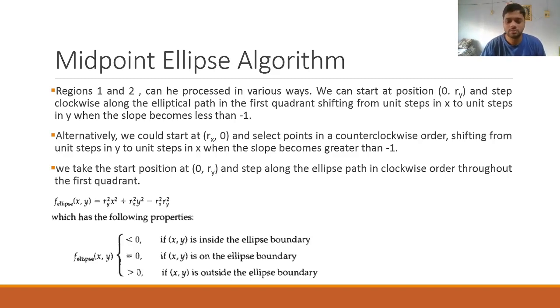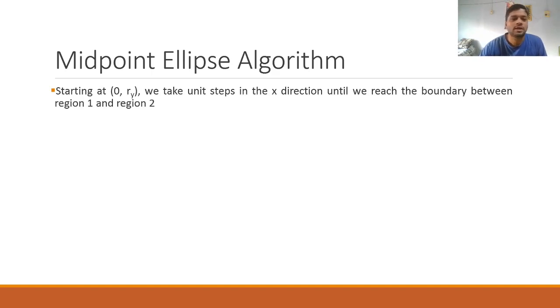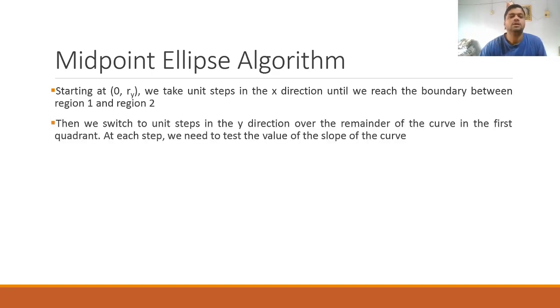Okay, this nothing but becomes our decision parameter. Starting at 0 comma ry, we take unit steps in x direction until we reach the boundary between region 1 and 2. Then we switch to unit steps in y direction over the remainder of the curve in the first quadrant. At each step, we need to test the value of the slope of the curve.